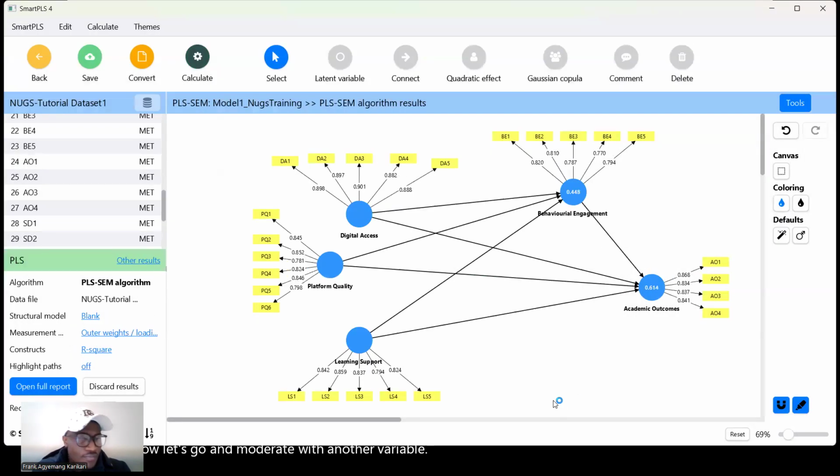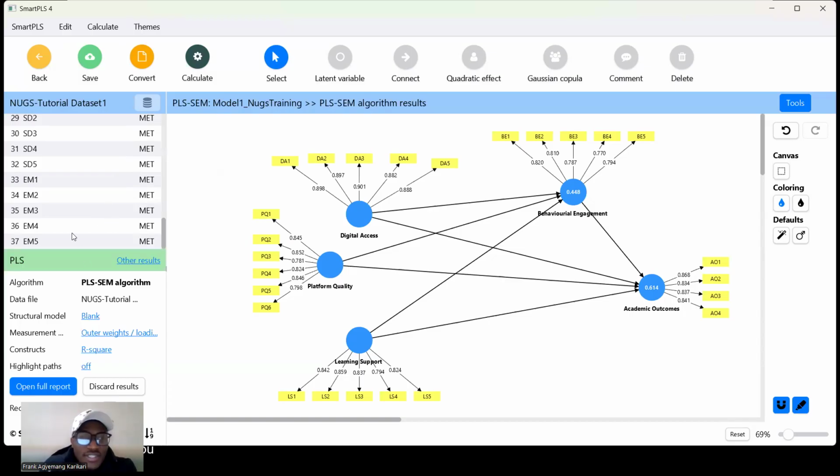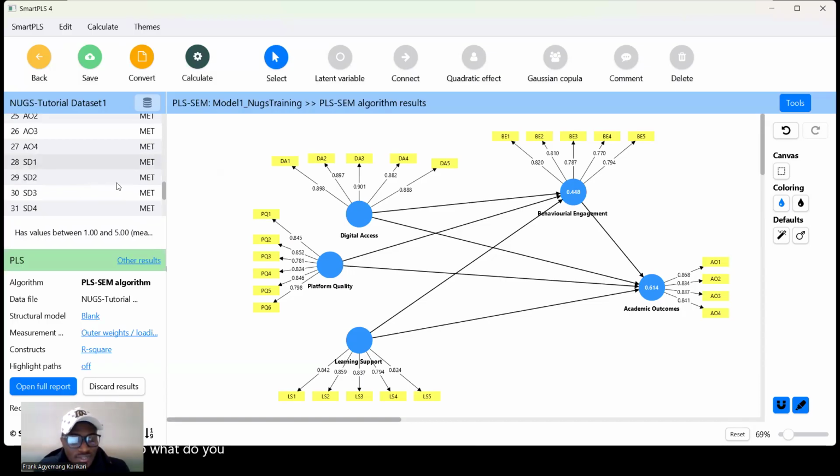So let's rerun again. Let me see, the last time I posted a module on the platform. So we have SD. SD is skills development. So let's say you want to moderate skill development. What do you do? You just select it, and don't forget what we are selecting, we can term it as a continuous moderation because it's on a scale of 1 to 5. Do you agree with that?